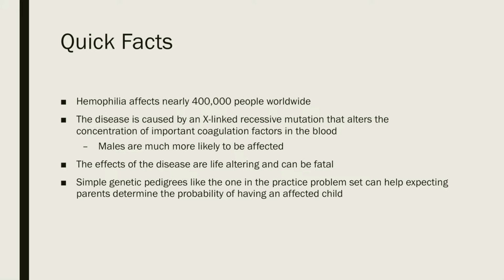And simple genetic pedigrees like the one in the practice problem set can help expecting parents determine the probability of having an affected child. And a copy of these practice questions can be found on the website under the Practice Problems tab.